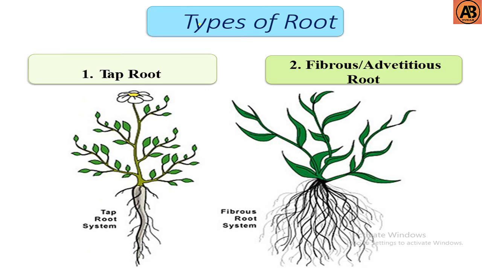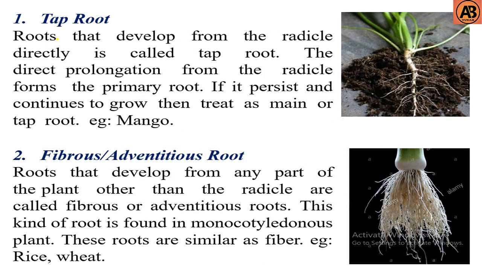Then types of roots. Roots are mainly of two types: taproot and fibrous or adventitious roots. This is taproot. There are no secondary branches of roots. And this is adventitious or fibrous root. There are a lot of secondary branches in fibrous roots. So taproots: roots that develop from the radicle directly are called taproots. The direct prolongation from the radicle forms the primary root. If it persists and continues to grow, then it is treated as the main or taproot, such as mango.